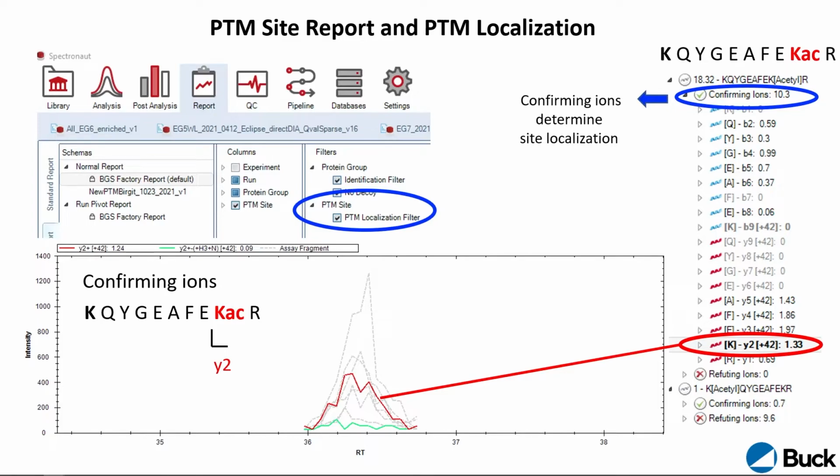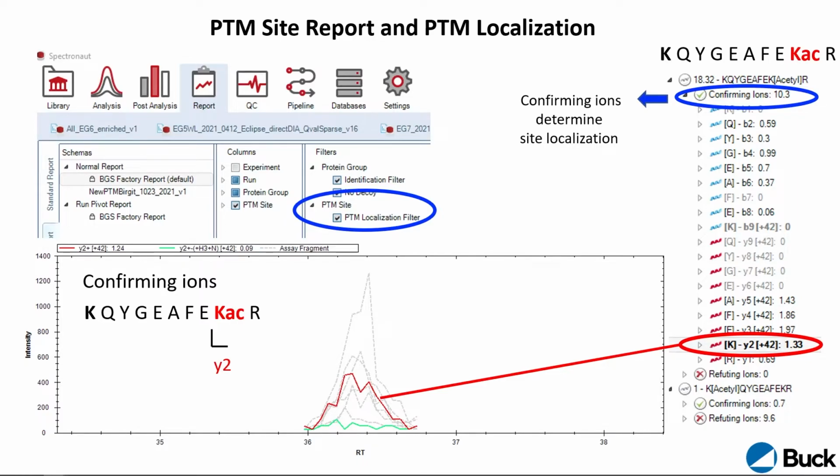And Spectronaut also simulates the other isomer, and that had no confirming ion score. So if you want to, you can look back at the raw data, and we really do this a lot indeed. And we appreciate that we are able to do this.